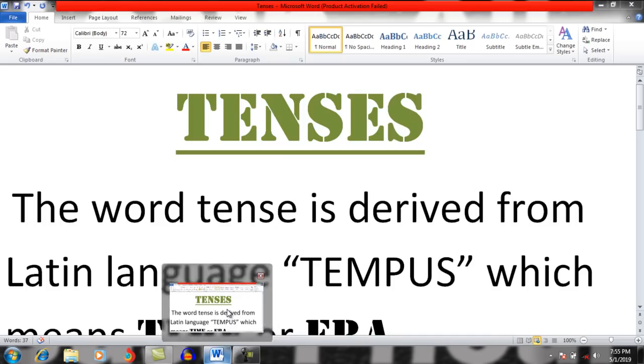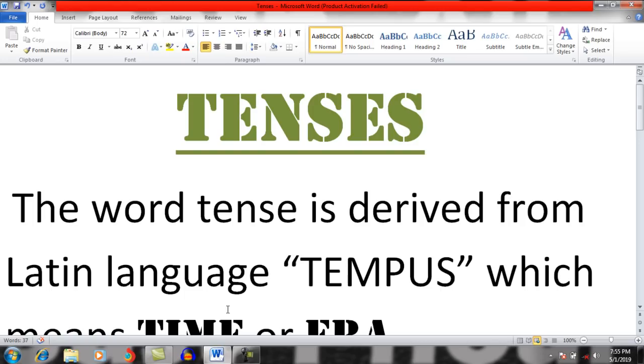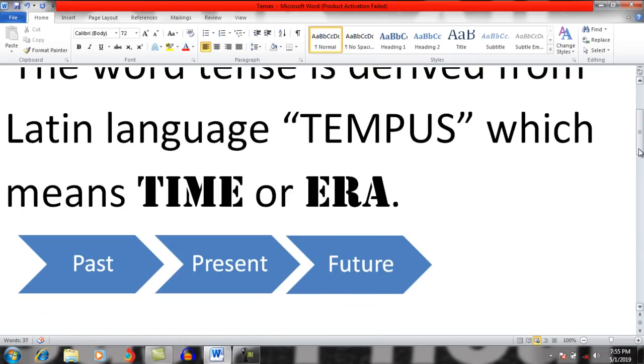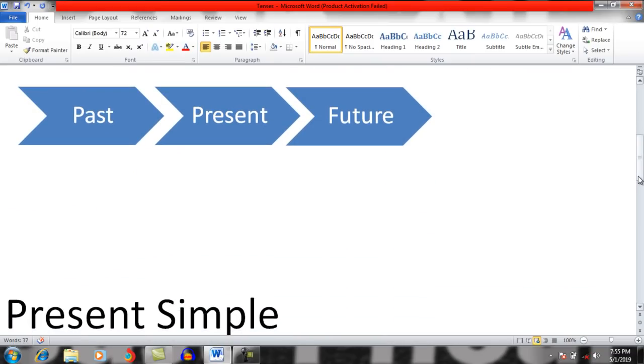As you know, English is derived from various languages. The word tense is derived from the Latin word tempus, which means time or era. So tenses means time or era. There are 3 basic eras: past, present and future. Past means the time which you have spent or enjoyed. Present means where you are right now. And future is the time about which you are hopeful, what will happen or what you will do in the upcoming time. I'll discuss all these 3 eras step by step. First, we will go through present, then past and then future.